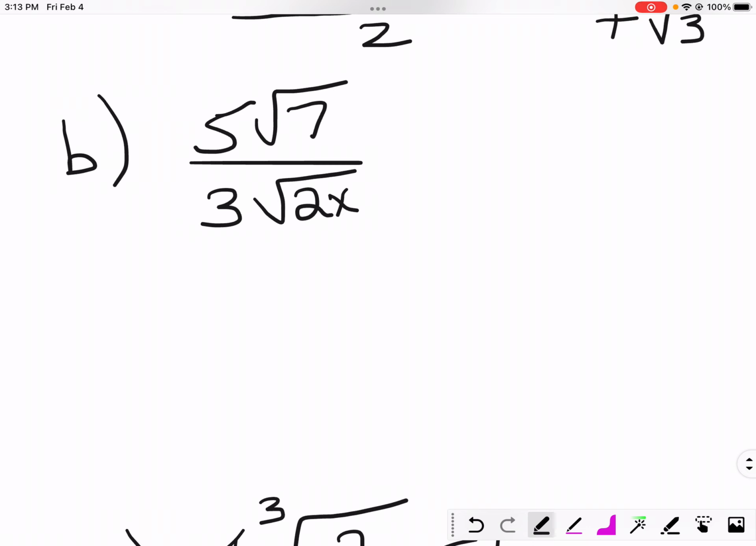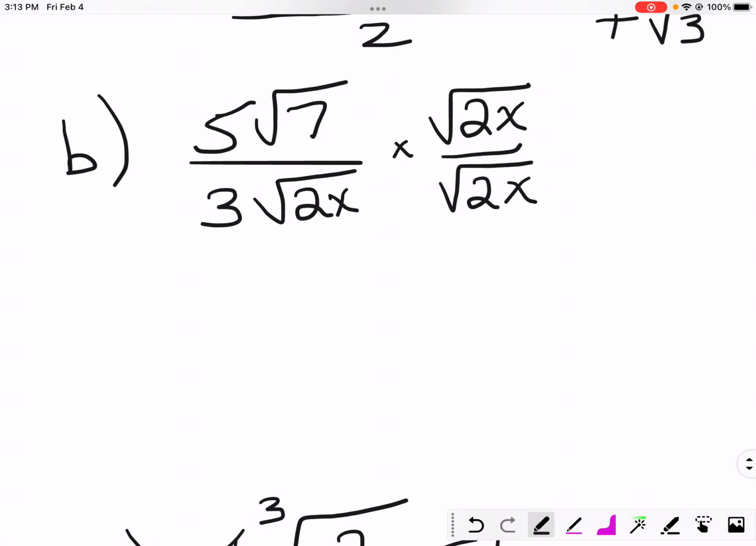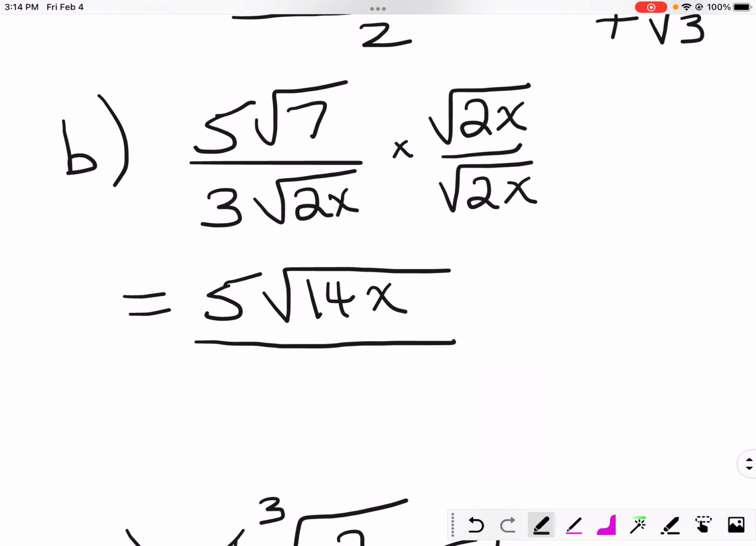This one isn't difficult at all, in my opinion. It just simply has a variable in it. So it's a little bit different. But in terms of doing it, I would say it's not different at all. The top, 5, and then square root of 14x. These are both square roots. The bottom is going to become 3 times square root of 2x times square root of 2x is simply 2x.